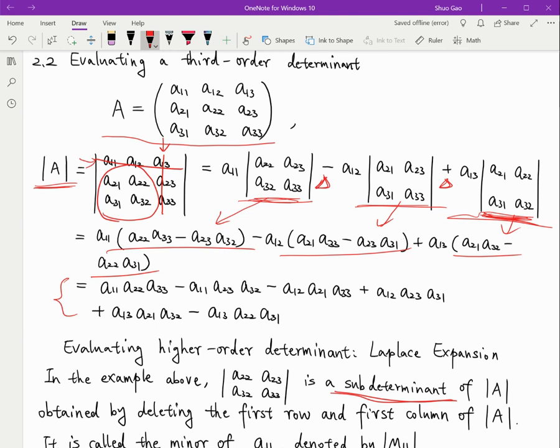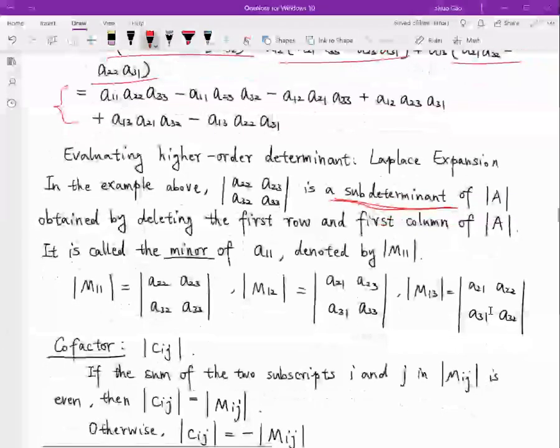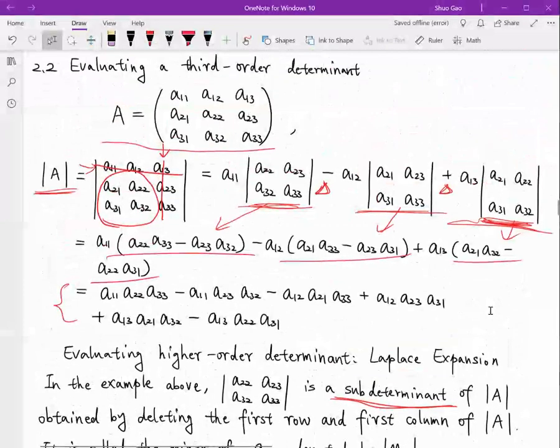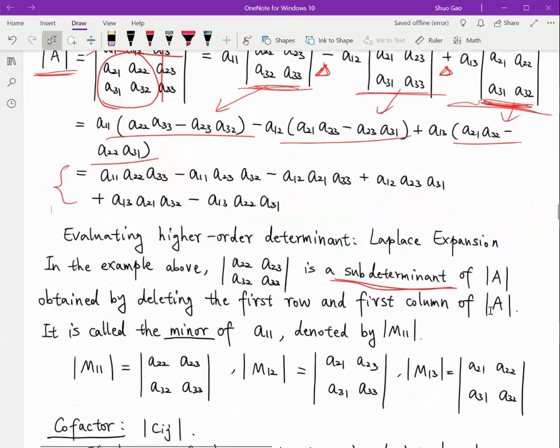Right, so a little bit complicated. And we'll talk about some concepts here later on. So this is an example of how to find out the 3 by 3 determinant.